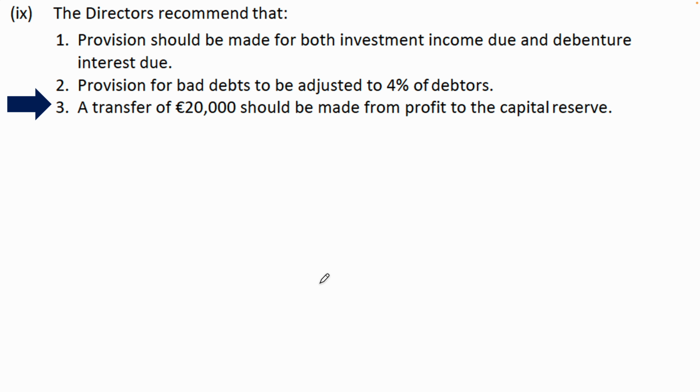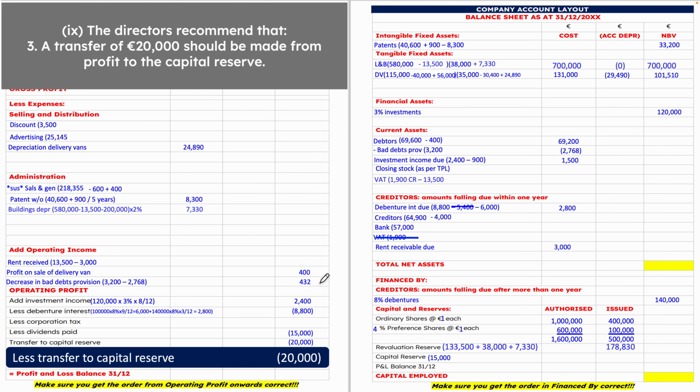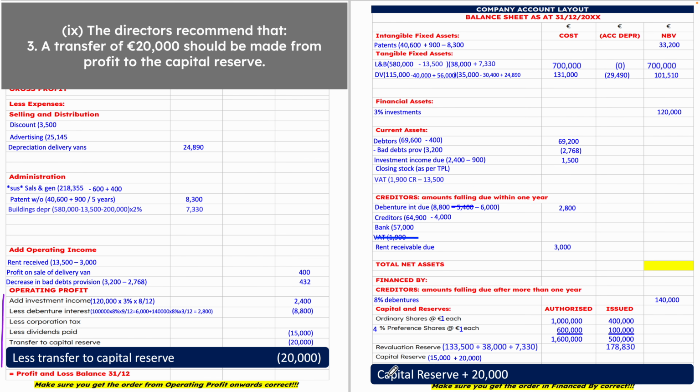Last one, a transfer of 20,000 should be made from profit to the capital reserve. So all we're doing here is, in our layout, we have to be very careful, as I said earlier on, to put everything in the correct order. But we're taking 20,000 of the profits here and we're putting it into just a different fund, a capital reserve, which is kept over here in our finance buy. So capital reserve, we already had 15,000 in our trial balance, but we're now just adding the 20,000 that we were told to add. So look, that's a very easy adjustment, but you just have to know the layout in order to get that right.